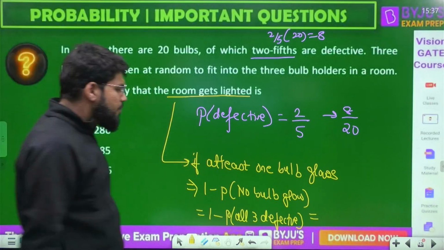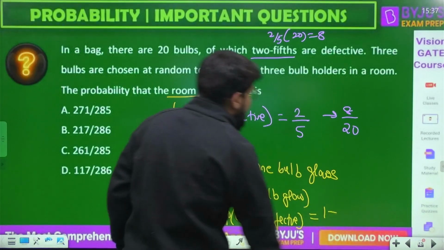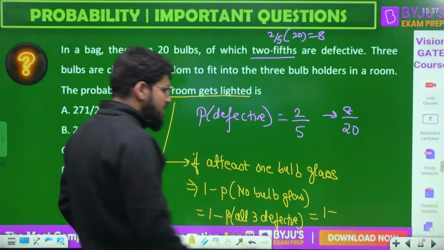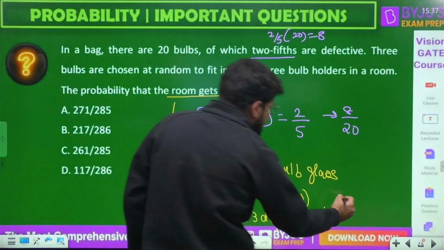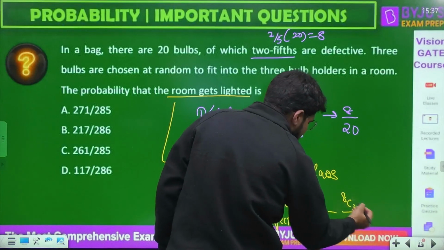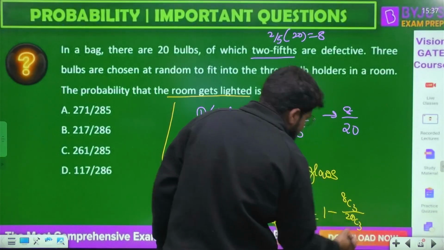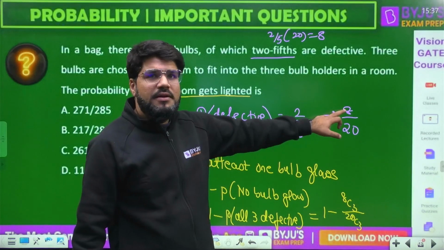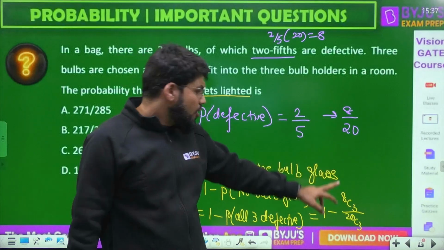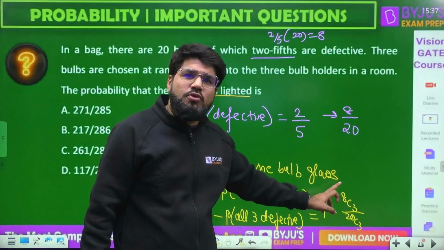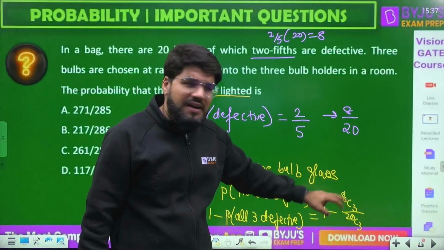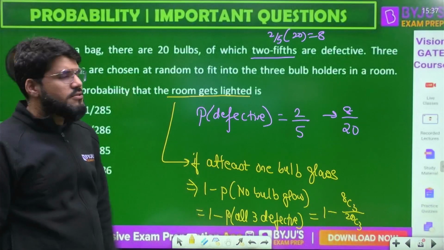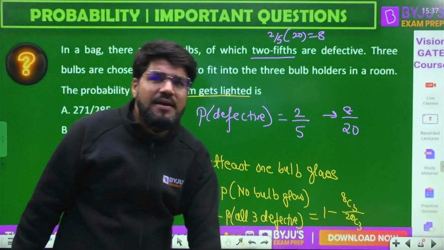The probability of the first one being defective is, yeah, all 3 defective. Let's do it like this: out of 8, 3, and out of 20, 3. This is favorable, you want all 3 defective. How many defective bulbs are there? 8. So choosing 3 defective out of 8 is favorable because you want defective. Total, any 3 bulbs out of 20. So 1 minus 8C3 by 20C3.